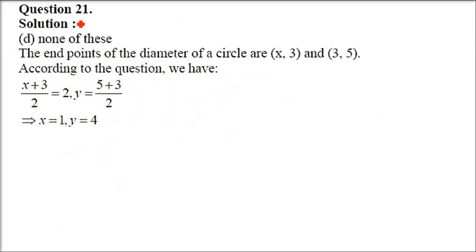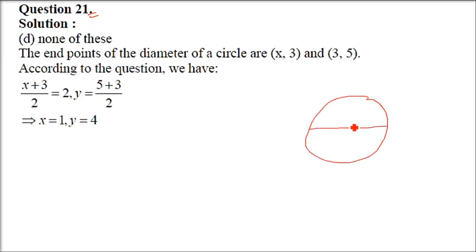Question number 21. If (x, 3) and (3, 5) are the extremities of a diameter of a circle with center at (2, y), then the values of x and y are? This is quite a straightforward question. We will just use the midpoint formula. For any diameter, the midpoint is the center only.